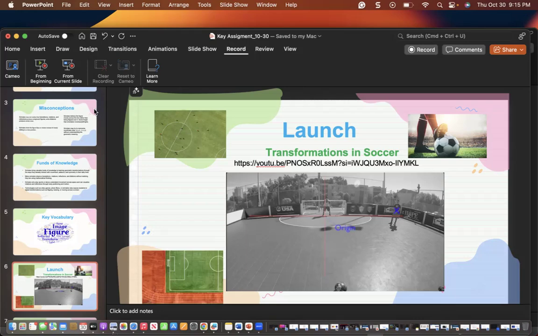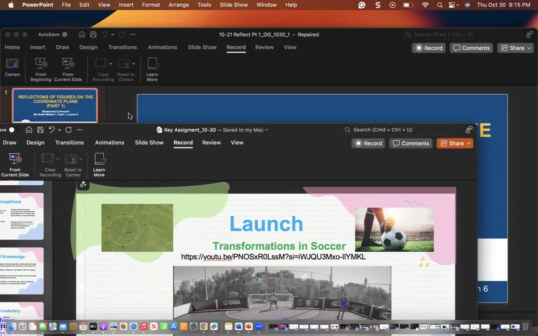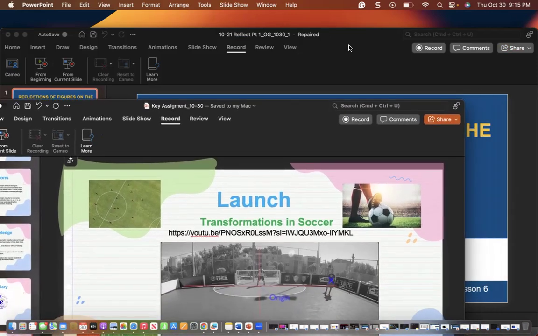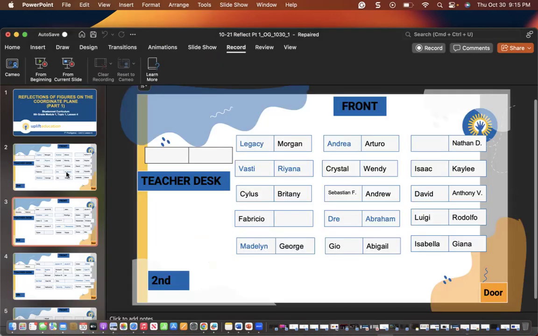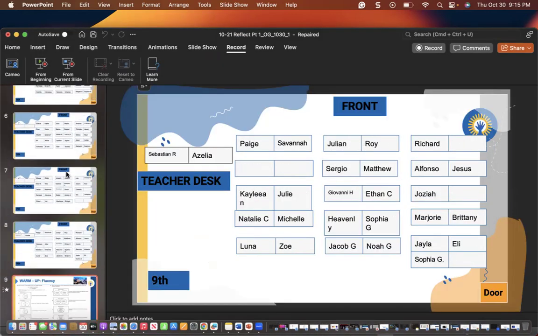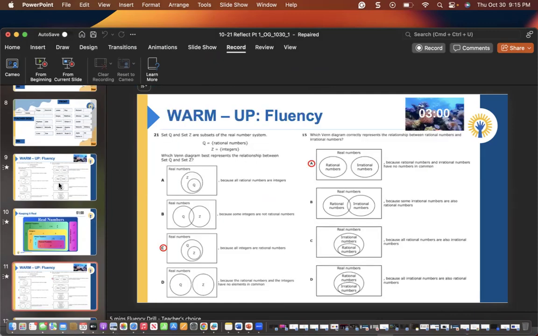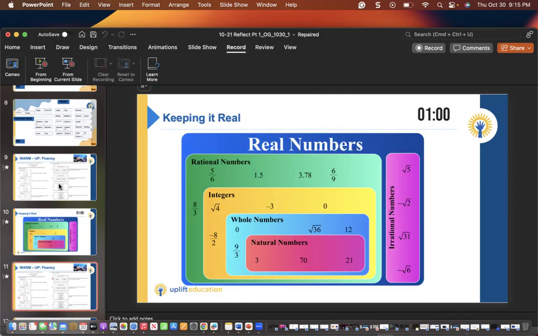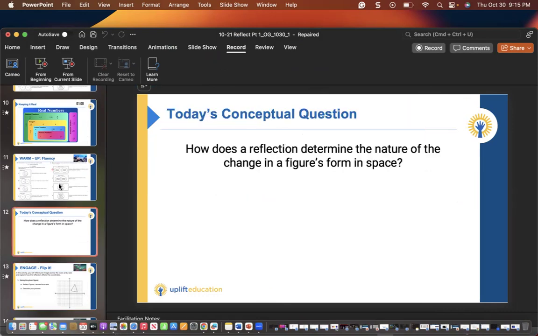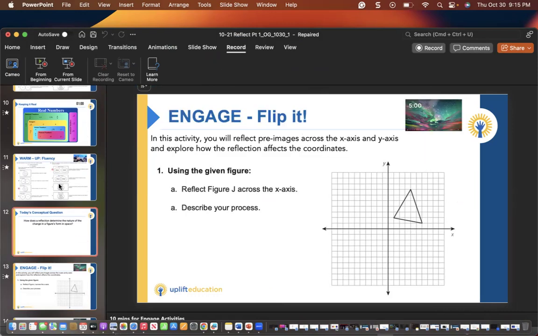I wanted to show a little bit of the original lesson so you can see how it looked versus the modified. So here's the original lesson. This is just a warm up, but when you get into the actual lesson, one thing that I noticed about the original lesson is that it's really wordy. And then after that, here's the engage.